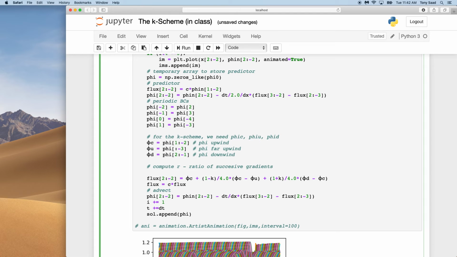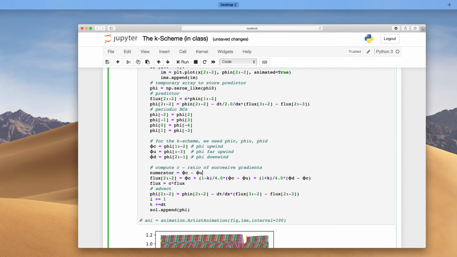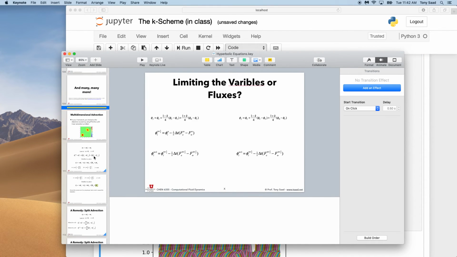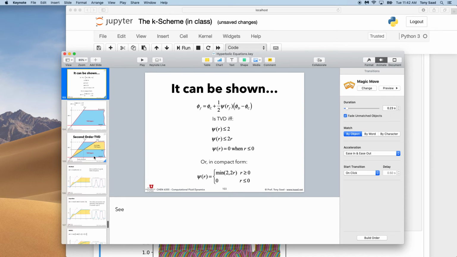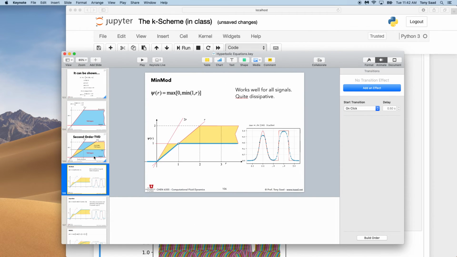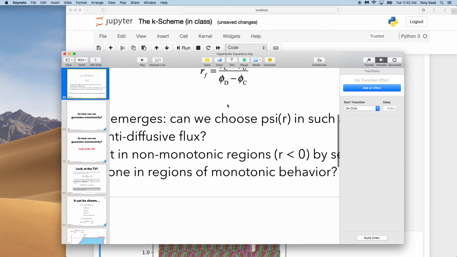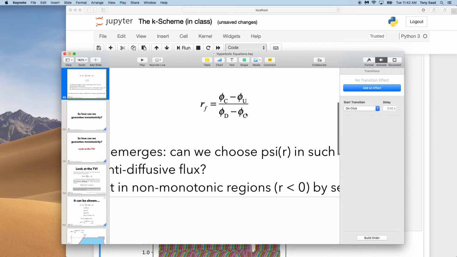You can do it as numerator over denominator plus an epsilon. But there's a slightly nicer way to do this. Let's call the top the numerator, and that's phi C minus phi U. If you remember, R was the ratio of successive gradients. So this was R: phi C minus phi U over phi D minus phi C. Okay?